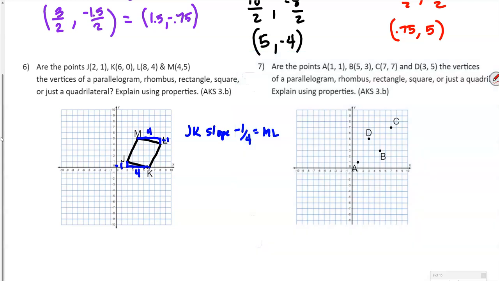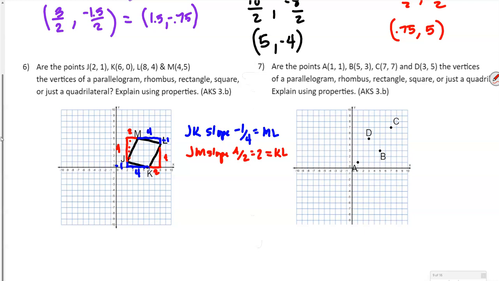Now we're going to talk about JM. JM is 1, 2, 3, 4, up and 2 over, okay? So JM slope was 4 up, 2 over, right? So that's 2. And is that the same over here? 2 over, 4 up. Yep, 2 over, 4 up. Y'all see that? Okay. So that means that both of these, JM and KL, are the same slope, right? Those are the slopes of both.